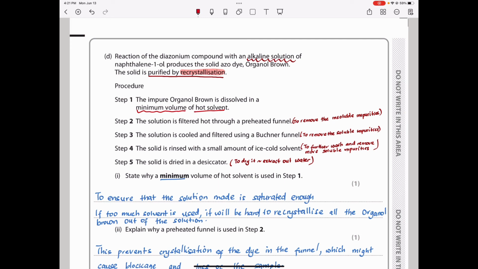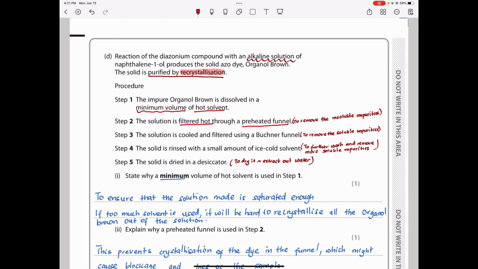Then step 2, the solution is filtered when hot. The reason why we filter when hot is to remove any insoluble impurities. Any impurities that would not be soluble in the solvent we have chosen will not be dissolved when the solvent is hot, which allows us to filter them out while the solution is hot, to separate them from the crystals when they cool. So here they say the solution is filtered hot through a preheated funnel. Using a preheated funnel prevents clogging of the funnel when you filter.